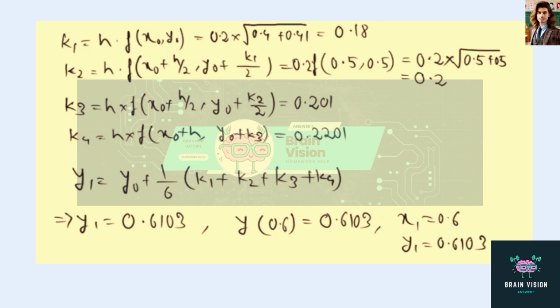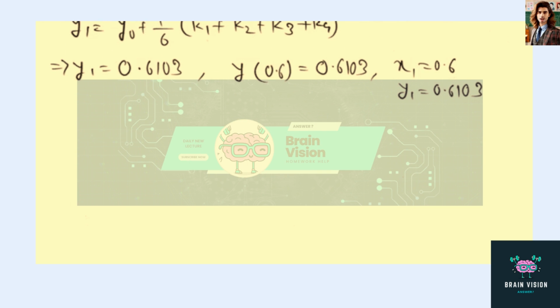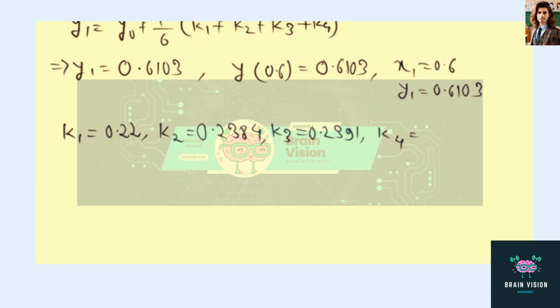So we have x1 equals 0.6 and y1 equals 0.6103. Again we would follow that same Runge Kutta method using the same equations. We would again have k1 equals 0.22, k2 would be 0.2384, k3 would be 0.2391, and k4 would be 0.2569.